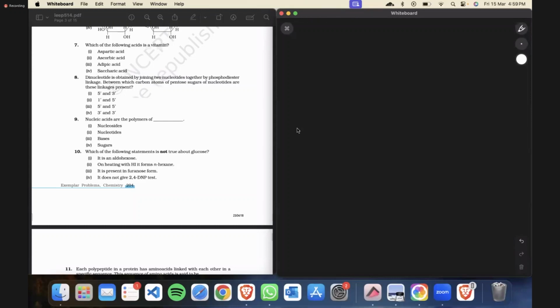Okay, so next one, question number 8. A dinucleotide is obtained by joining two nucleotides together by phosphodiester linkage, between which carbon atoms of pentose sugars of nucleotides? These linkages are 5 and 3 linkages, present between pentose sugars of nucleotides. Alright. If I want to draw this, I'll try to draw it for you.